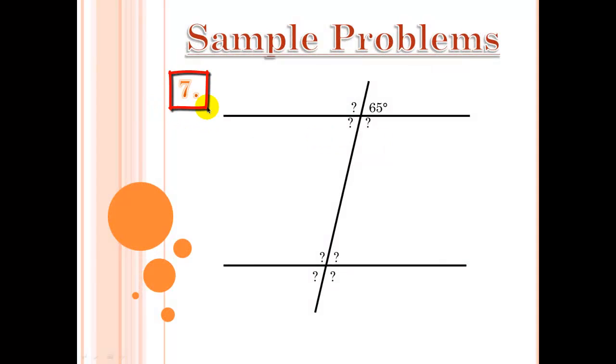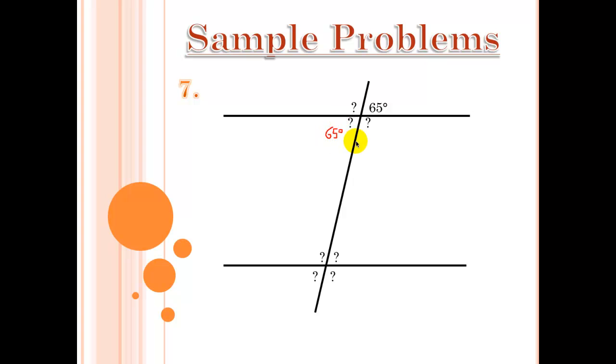Sample problem number 7. Okay, so in this question, we basically use all the theories we used. And one thing to keep in mind is that there are many different ways to approach this question, and many different orders of theories to use. So let's start by using the opposite angle theory. Since these two angles are opposite, this angle and this angle is 65 degrees, so this angle will also equal 65 degrees.